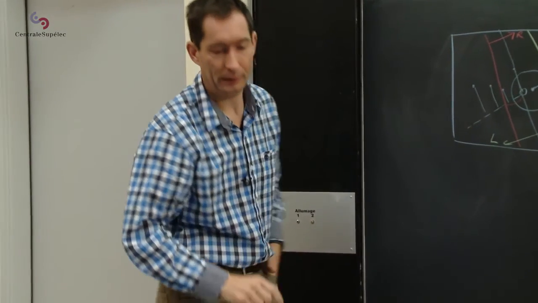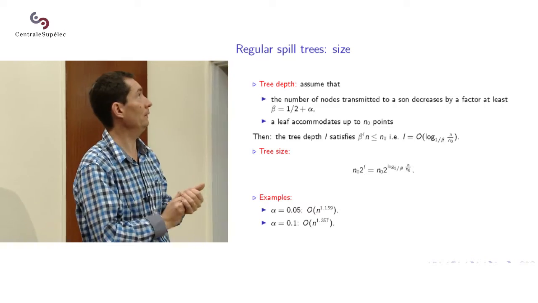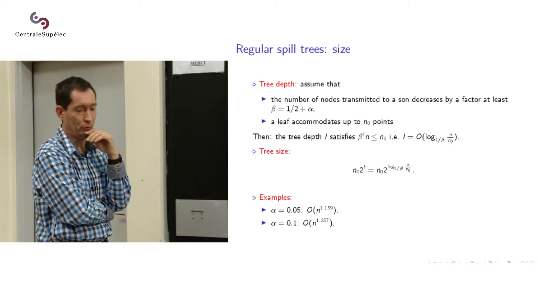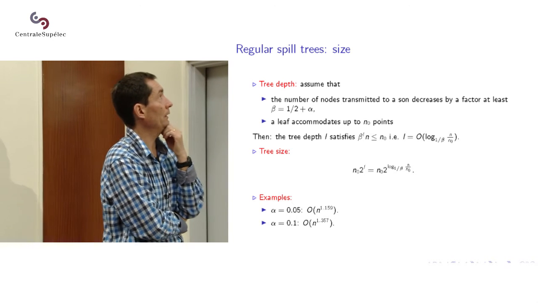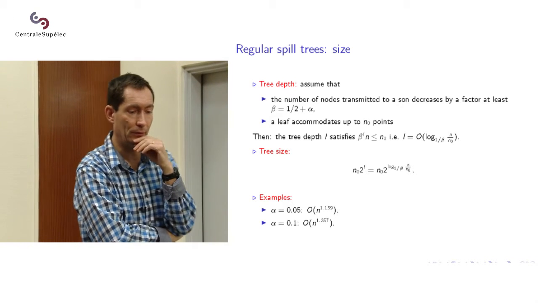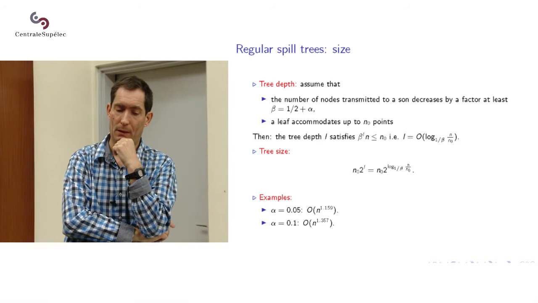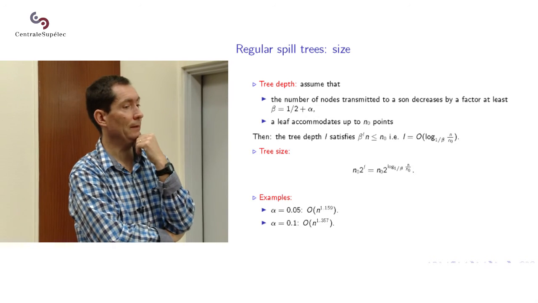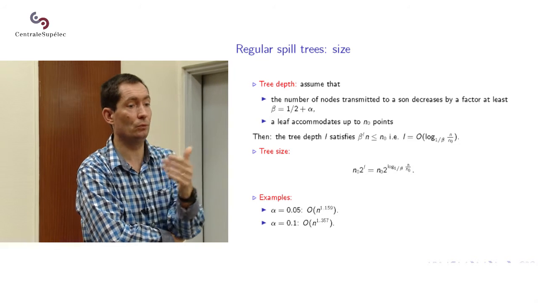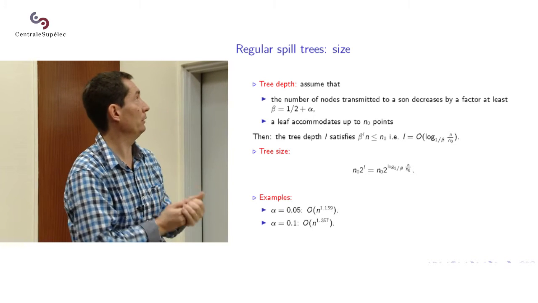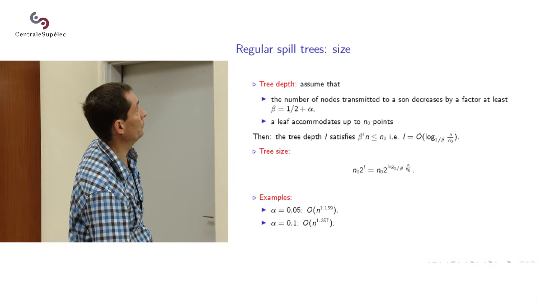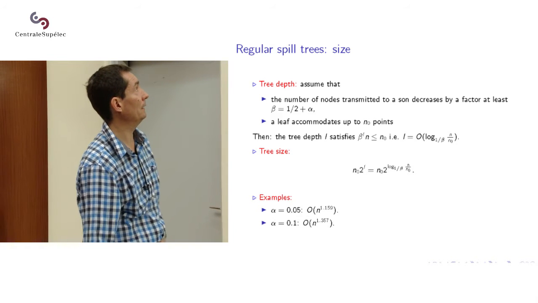So what I would like to do now is to provide some analysis and some guarantees on these data structures, to convince you that they are a good choice. So first of all, let's analyze the tree depths. Because we have some redundancy for regular split trees, is it clear that this does not yield too much when talking about the depth of the tree? The observation is the following: the number of nodes transmitted to a zone decreases by a factor at least this much.